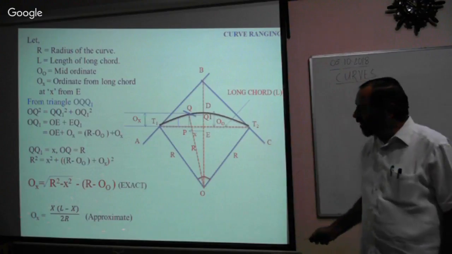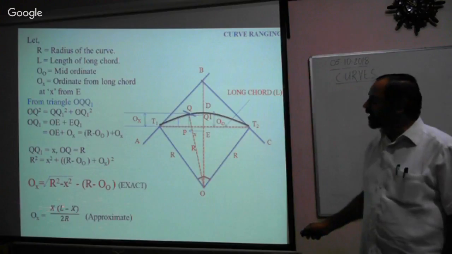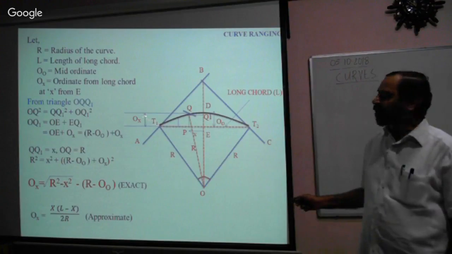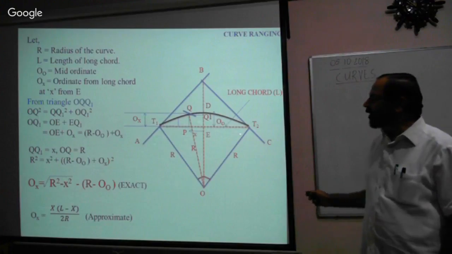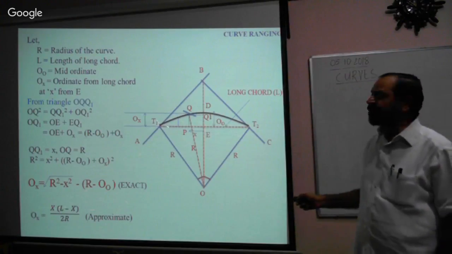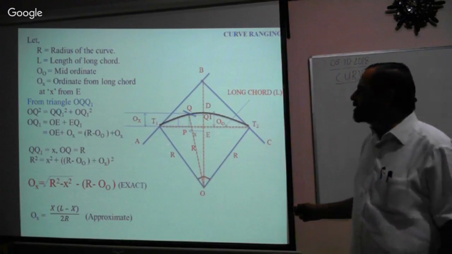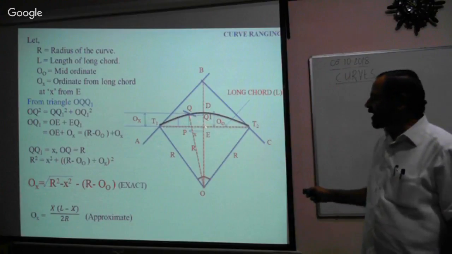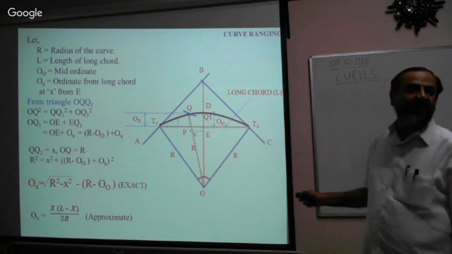And this is another equation. This is the approximate equation. Here the x is considered from the end, from this side. X is the distance. L we know is the long chord, and x is the distance at which we need to calculate the ordinate. In the exact case, x is considered from the center, whereas in this approximate case, x is considered from this side.